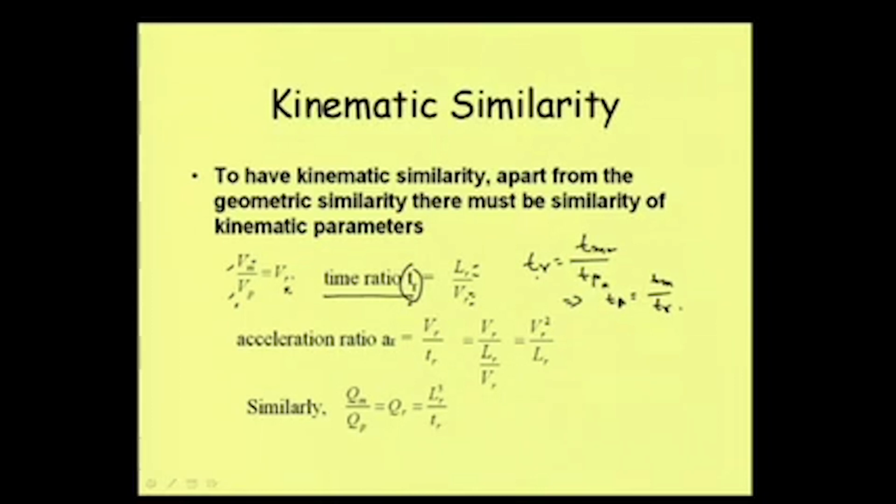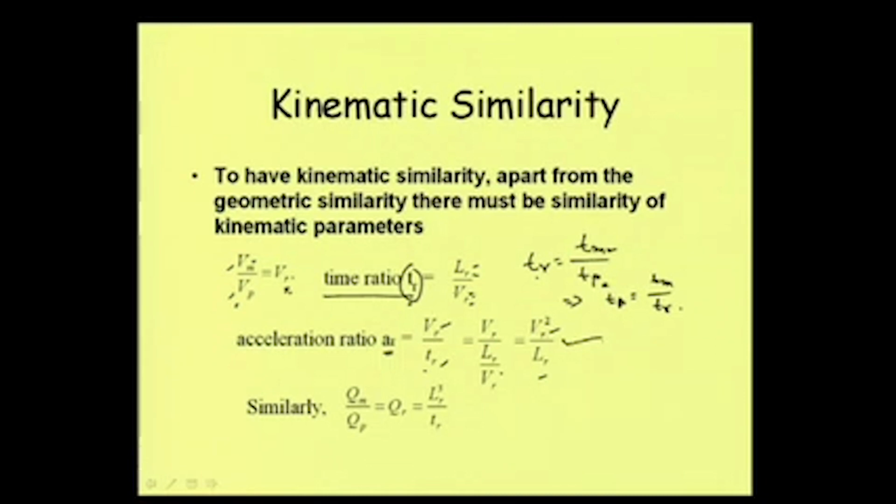And well, with the same idea, if we try to get acceleration, say we write it as acceleration ratio, that we can get as the velocity ratio divided by time ratio. And if we simplify, it becomes velocity ratio square divided by the length ratio, because time ratio we are replacing by LR by VR. So, we are getting this expression.